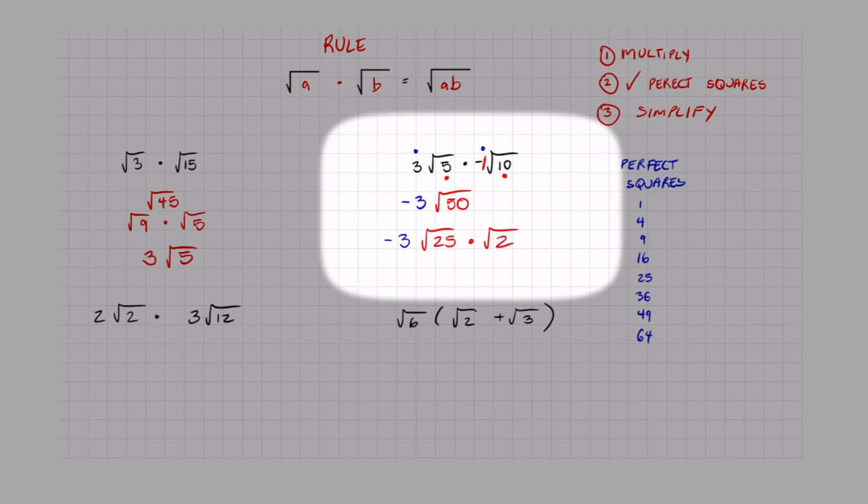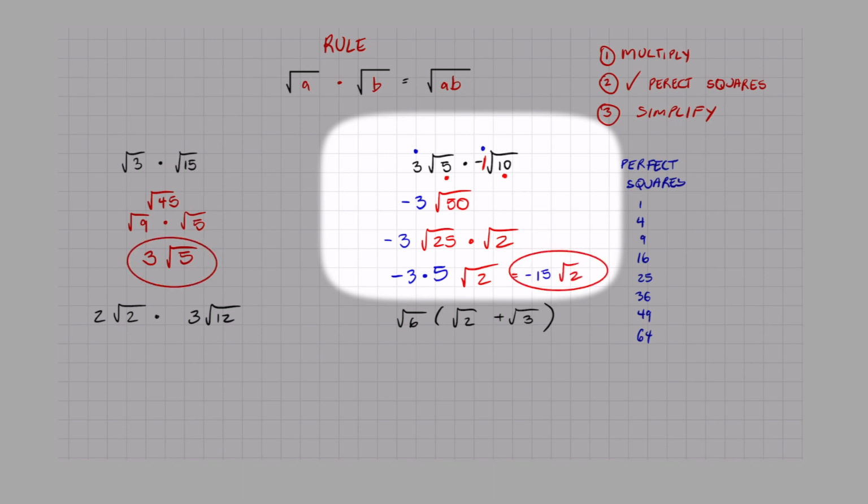What's the point of that? Well, I got my square root of 25, which is a perfect square. That's going to turn into a 5. That's how we get that square root out of there. -3 was always there. This is times, and square root of 2 drops down, which is going to equal -15 square root of 2.